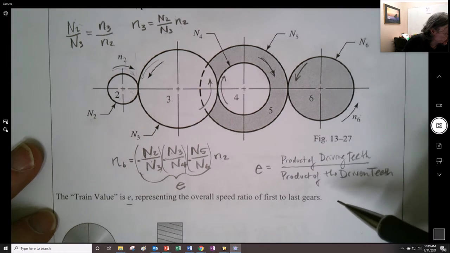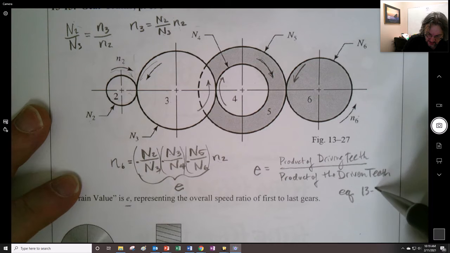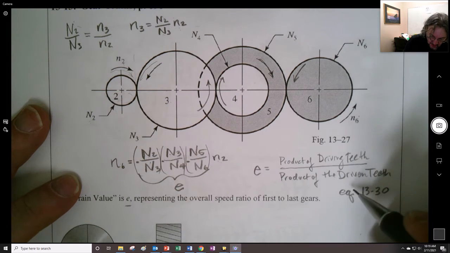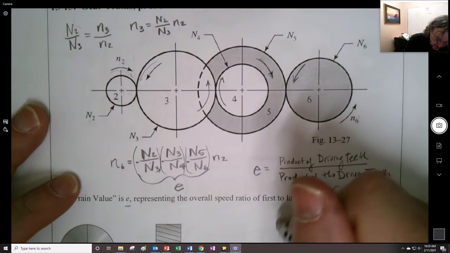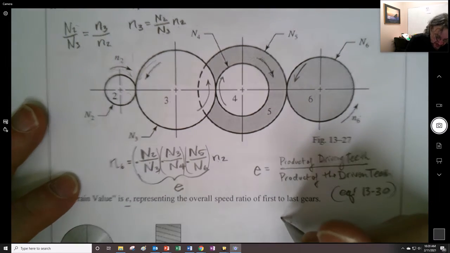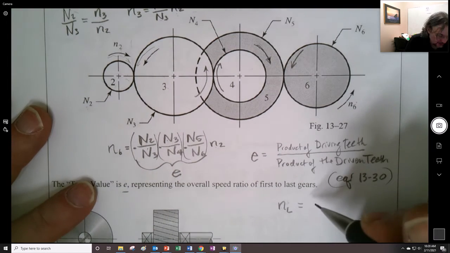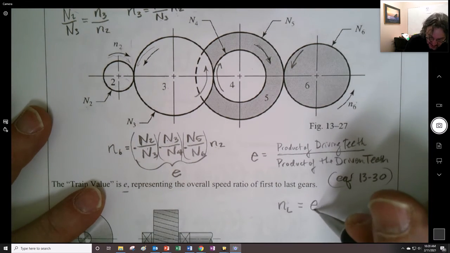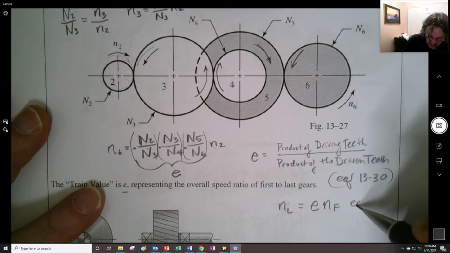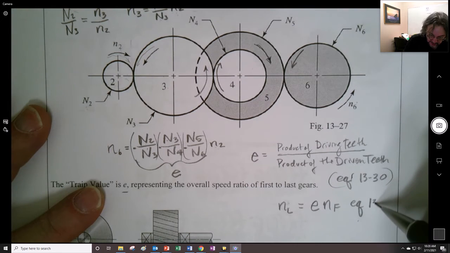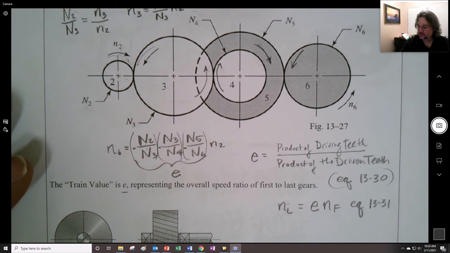A lot of times, this right here is equation 13.30 in the book. It's also written as, we can also just use this, quite often we'll use it as the RPM of the last gear, or of the last shaft, is equal to E times the RPM of the first, right? And that's going to be equation 13.31. Let me pause the video for a second. I want to get my book out.